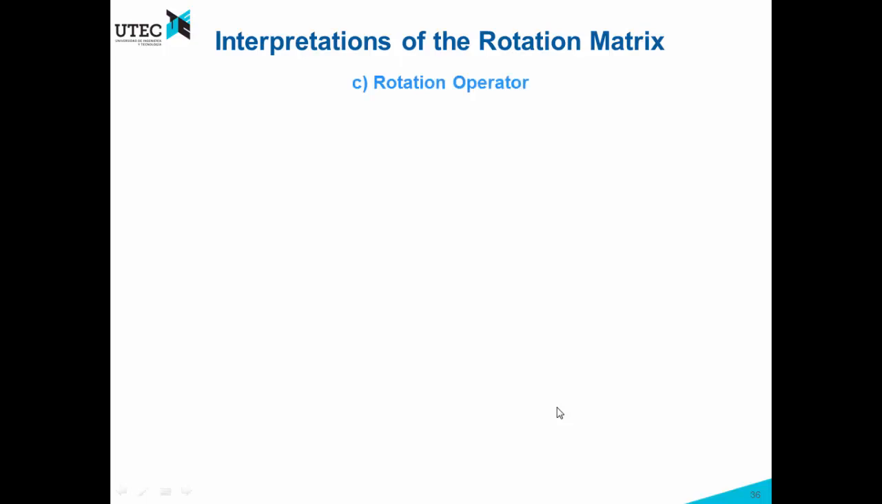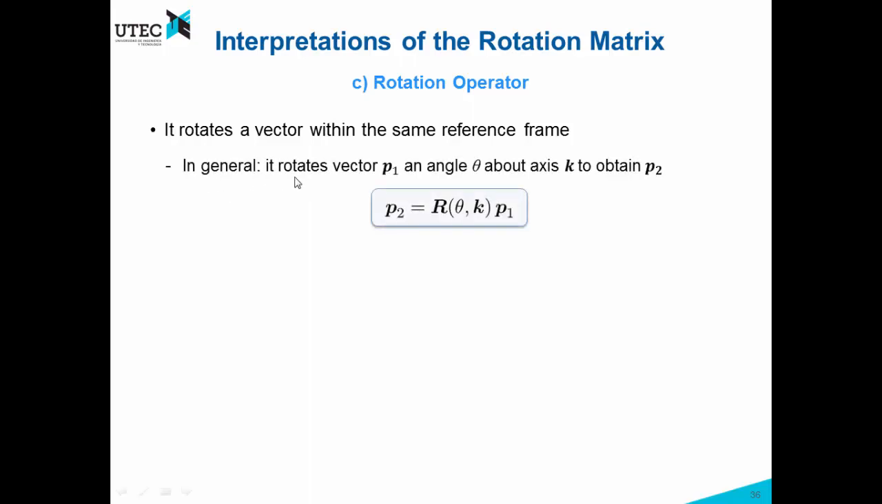The third interpretation is as a rotation operator. This means that it rotates a vector within the same reference frame. In this case, we are not changing reference frames. We are keeping the same reference frame and we are rotating the vector. In general, it rotates vector p1 by an angle theta about axis k. This k is any vector. Usually it has to be a unit vector to obtain p2. In this case, the notation that we use is this one, which makes it obvious that the rotation is theta degrees or radians about axis k.